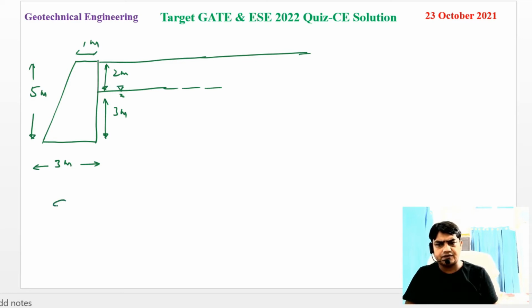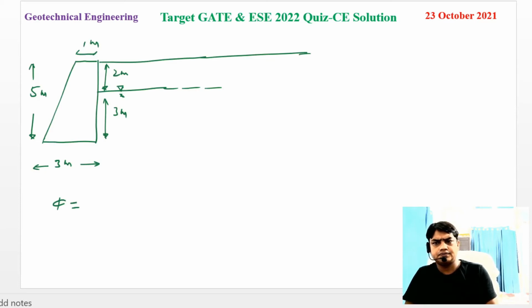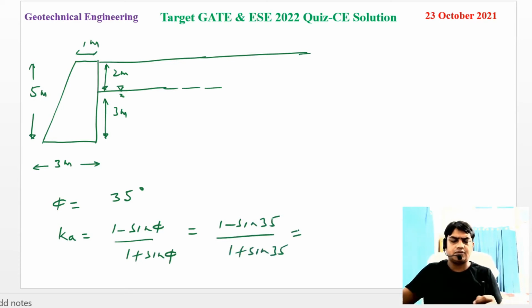The angle of internal friction phi is given as 35 degrees. So Ka, the coefficient of active earth pressure, can be computed: Ka is equal to (1 minus sine phi) divided by (1 plus sine phi). So it will be (1 minus sine 35) divided by (1 plus sine 35). This value is coming 0.27.